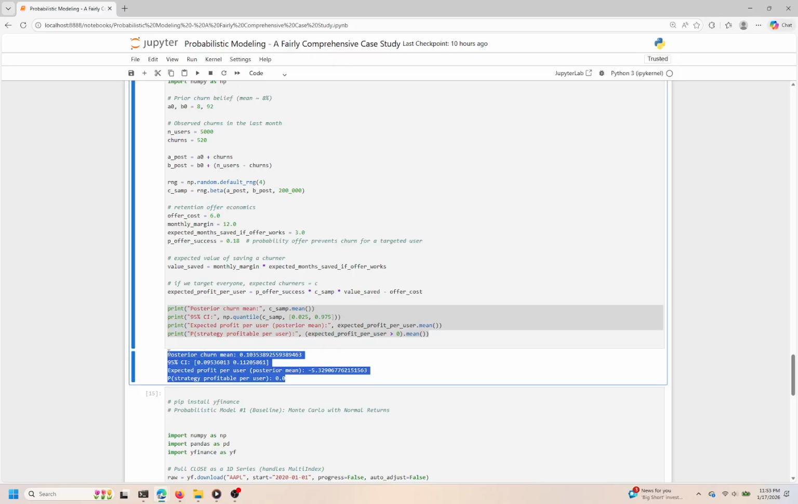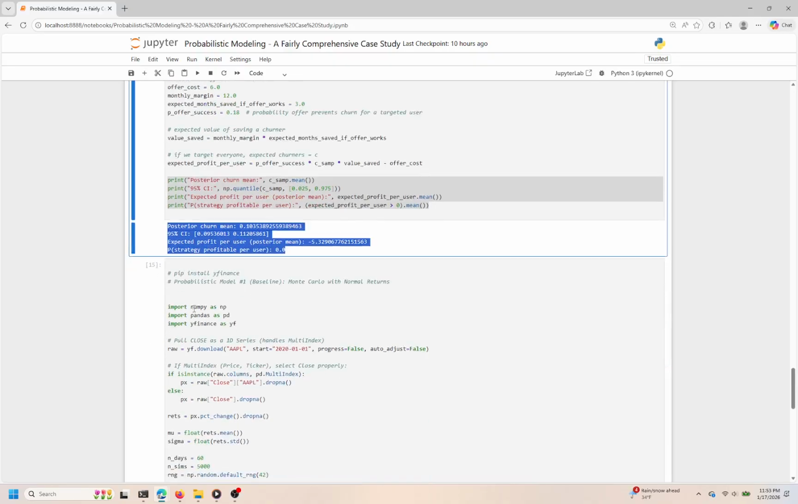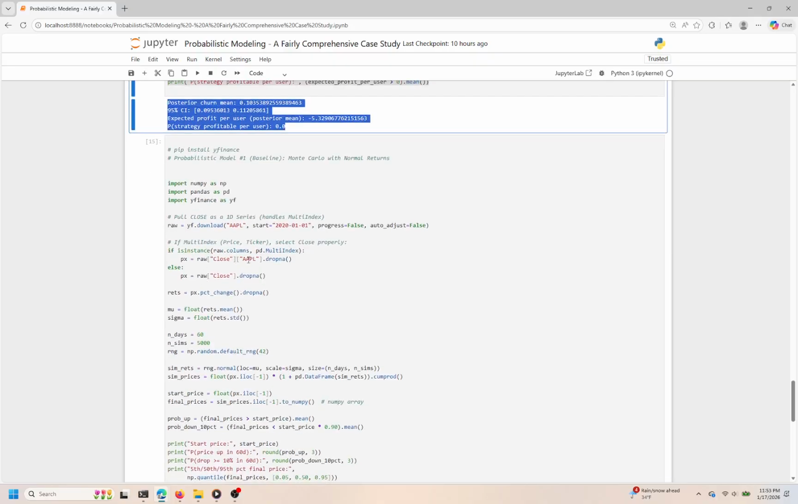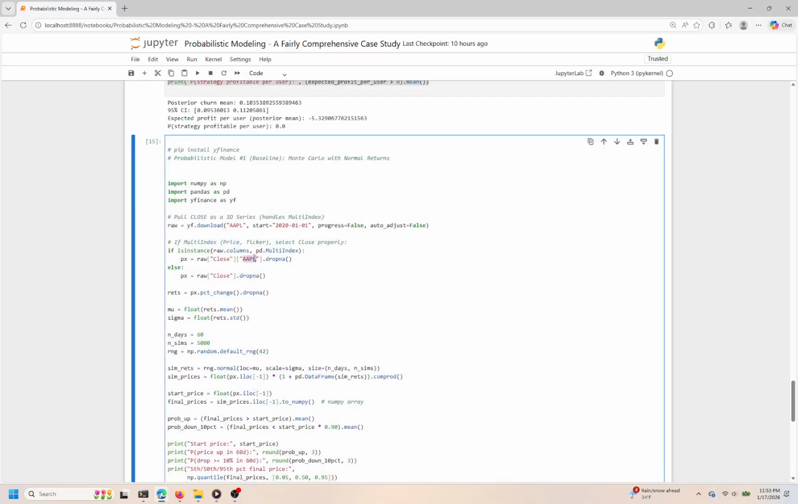Cell 11. In this cell, we're implementing a Monte Carlo simulation to analyze the potential future prices of Apple stock over the next 60 days, using historical return data. This approach is crucial as it allows us to model uncertainty and variability in stock prices, enhancing our decision-making process in investing. First, we pull historical closing prices for Apple using the yfinance library, ensuring the data is well-structured, regardless of whether it arrives as a single index or a multi-index.